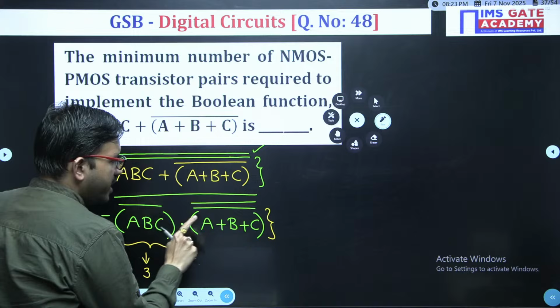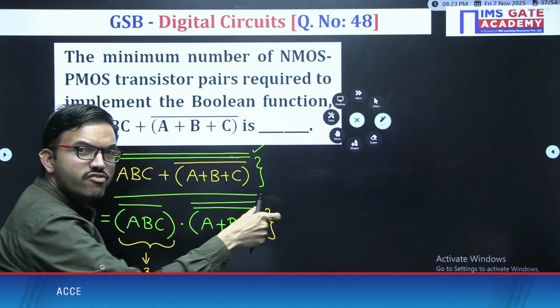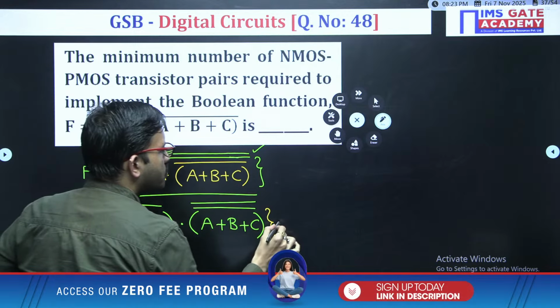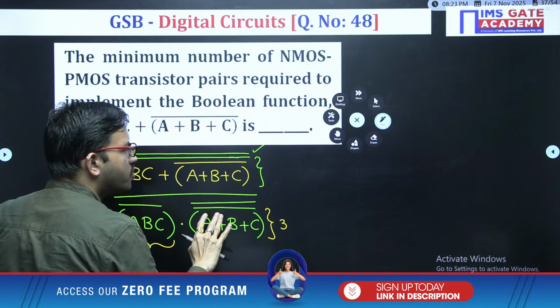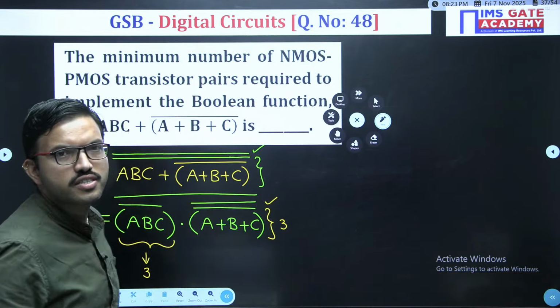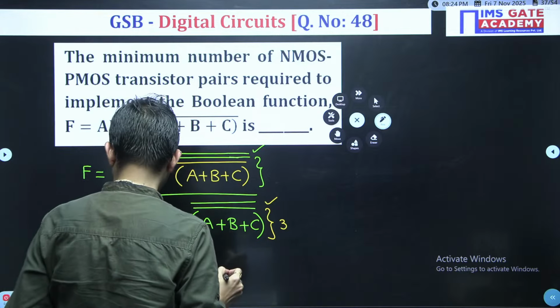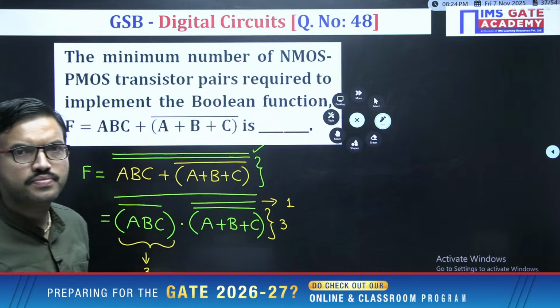Now, here A plus B plus C, that means 3 variables are there. So 3 NMOS you are connecting where? In parallel. Okay. So here you require 3. Now, whatever NOR gate output you got, you are passing through a CMOS inverter. That means here you require one more. Up to here, any doubt?